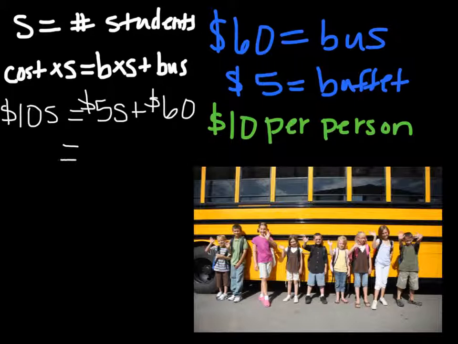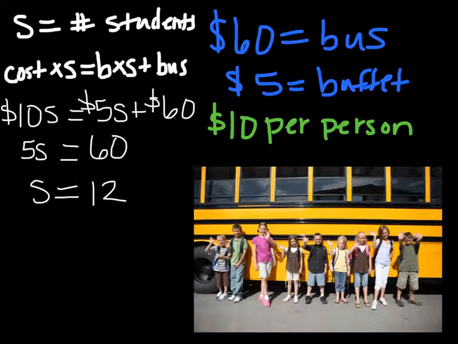Now, we want to move all of our terms to one side of the equation. So we're going to subtract 5S from each side, giving us 5S equals 60. To solve for the number of students, we'll divide each side by 5. And 60 divided by 5 equals 12. In order for the cost to be $10 per person, the Spanish club needs 12 people to attend the field trip.